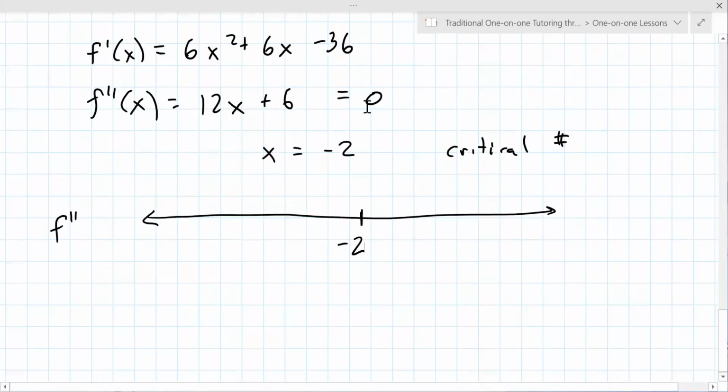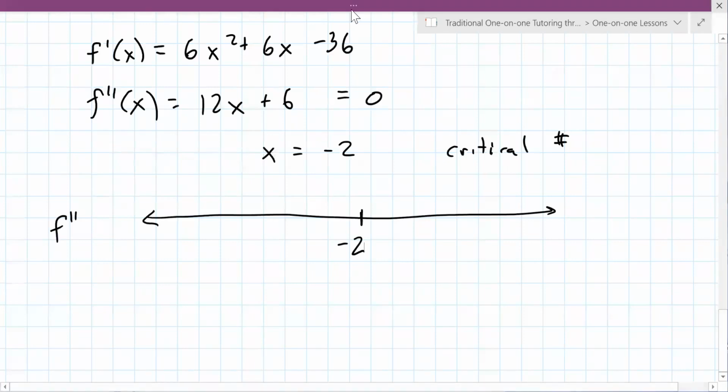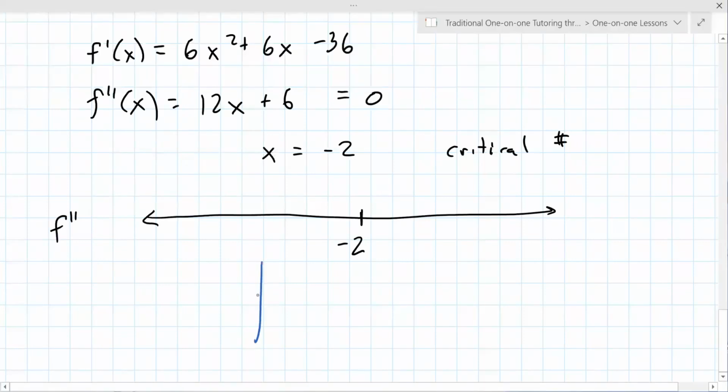I'm emphasizing this by doing it in blue, but you just have to test, and we only care whether it's positive or negative. So a number smaller than -2, like -10, and a number bigger than -2, like 0. Always try and use 0 if you can. So 12 times 0 is 0 plus 6, that's positive. 12 times -10 is -120 plus 6, that's negative.